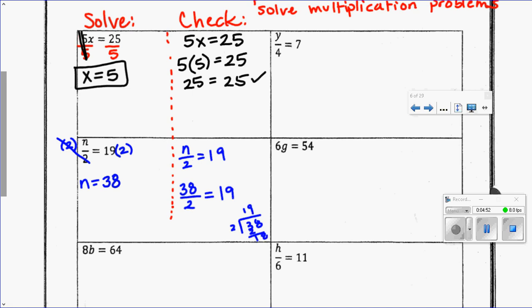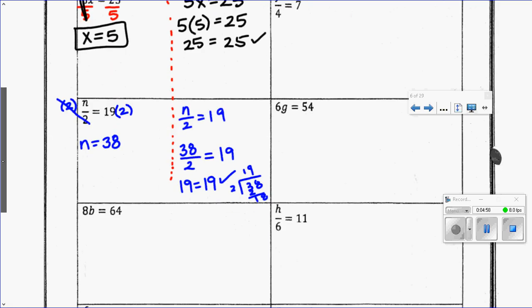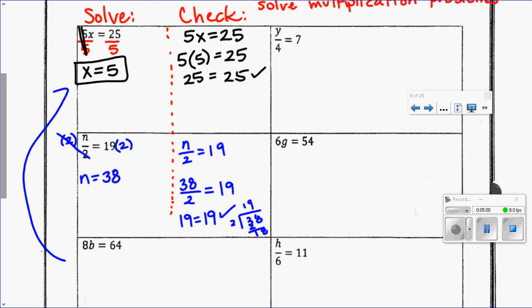And yes, it is 19. So it works. Okay, go ahead and try the next one by yourself. If you are confused, go back up to the first one that we did. This is a multiplication problem, and we're going to use division. If you're not sure what to do, keep watching.